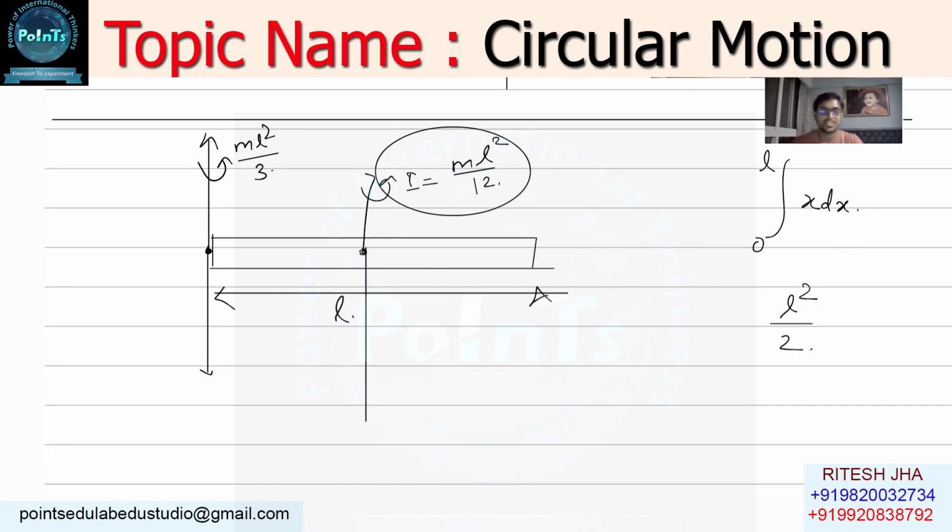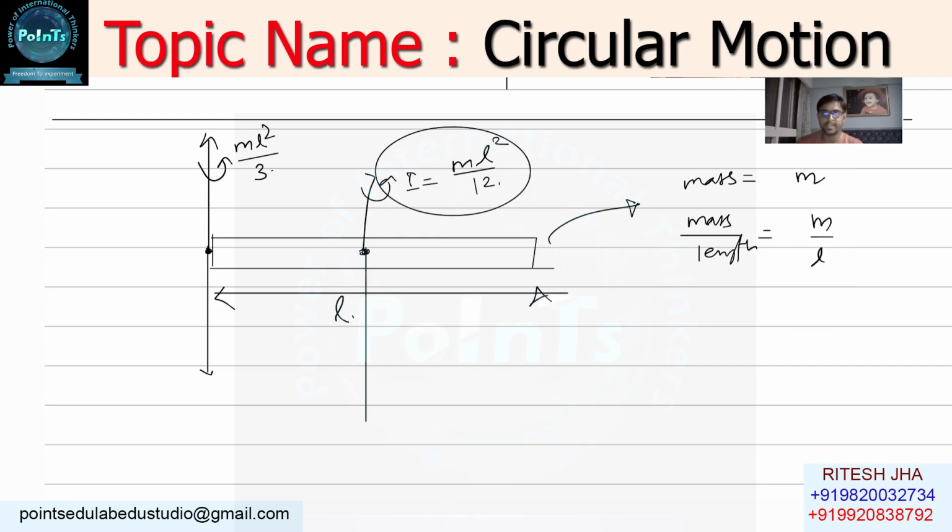So this I equals ml square by 12 is also obtained using a similar idea. Let's say the entire rod has mass m and length L. What is the mass per unit length? It will be m over L. Let's call this lambda.